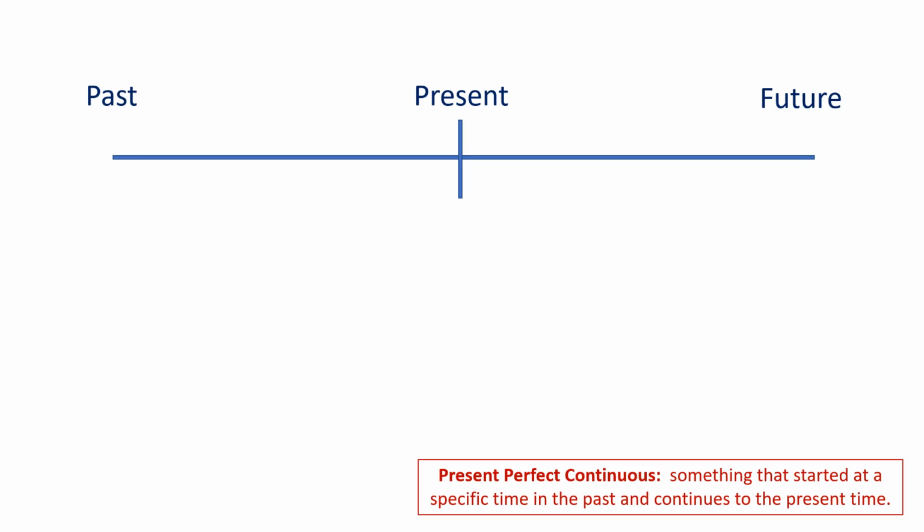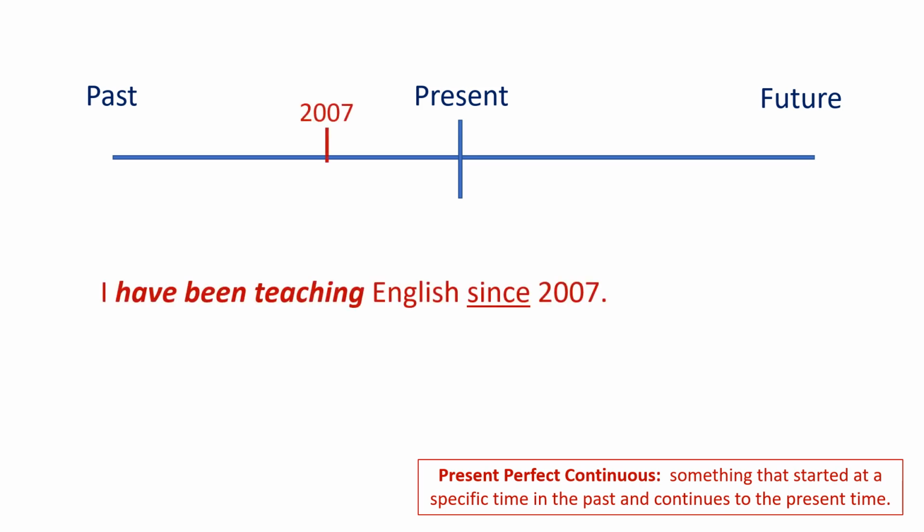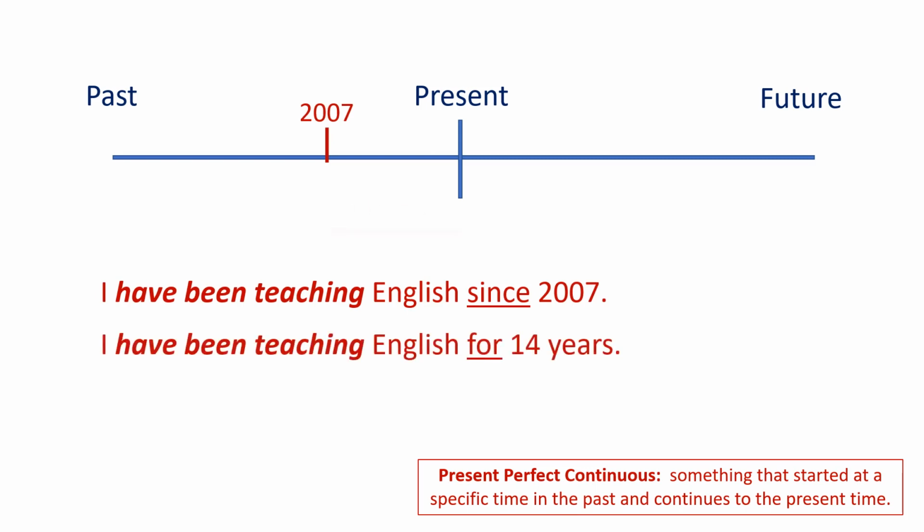We can still use the present perfect continuous here, as I started teaching at a specific time in the past and it continues to the present time. It's possible that my job will continue into the future. I hope so. I have been teaching English since 2007. Here, the date when my job started is important. I have been teaching English for 14 years. It's the same structure, but instead of the date, the period of time is important.